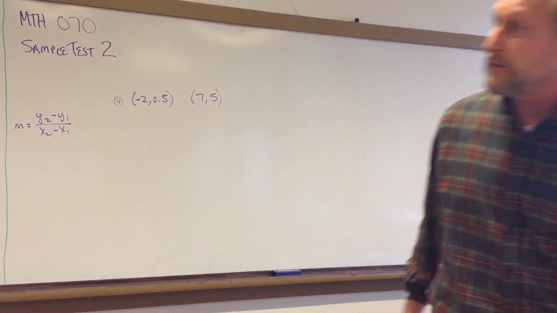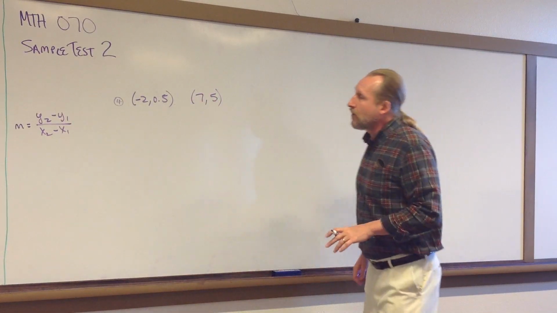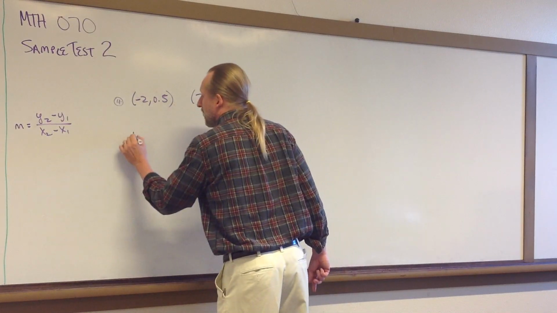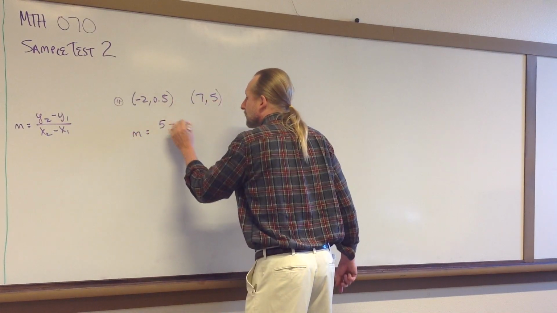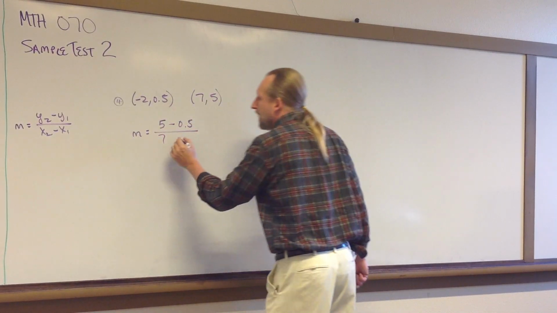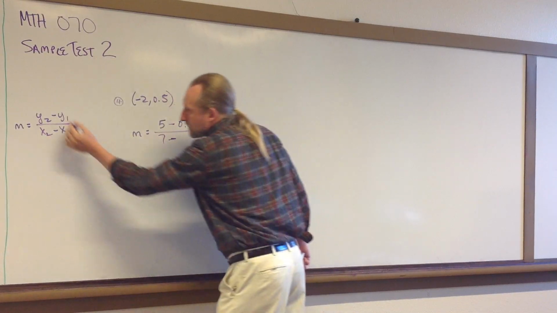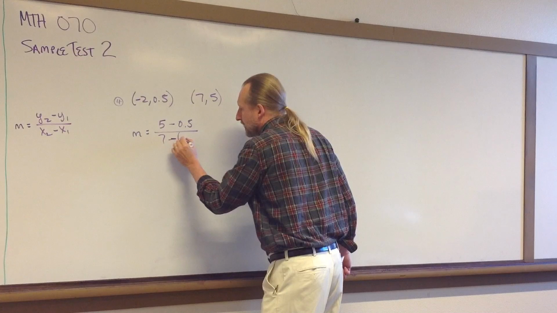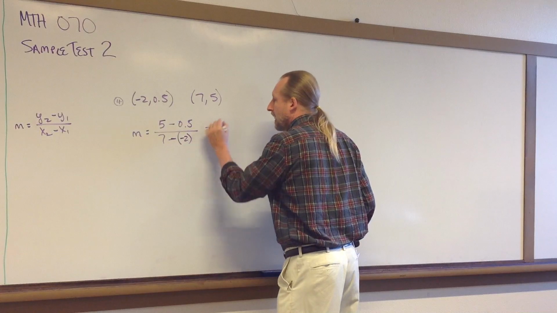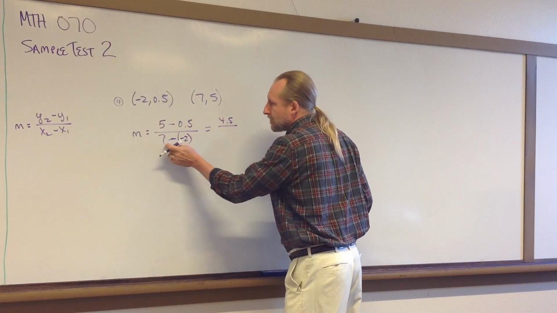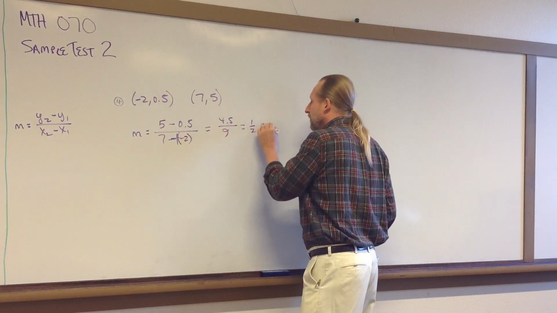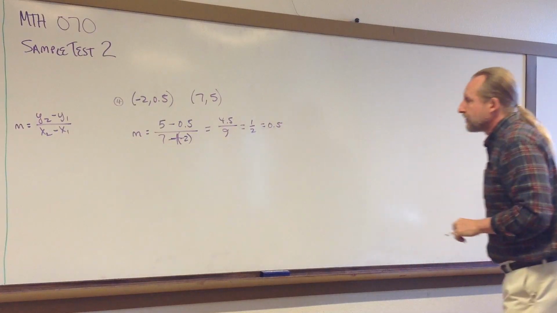So, if we want to find the equation for this line in problem 4, first we need to find the slope. So, let's see. I'll start with the 5 on top minus 0.5. And then if I start with the 5 on the top, I have to start with the 7 on the bottom. These two minus signs come from the formula. This minus sign will come from the value of x in the problem. Okay? So on the top, we'll get 4.5. On the bottom, 7 minus negative 2 is 7 plus 2, which is 9. So here our slope is a half. You can call it 0.5 if you prefer.